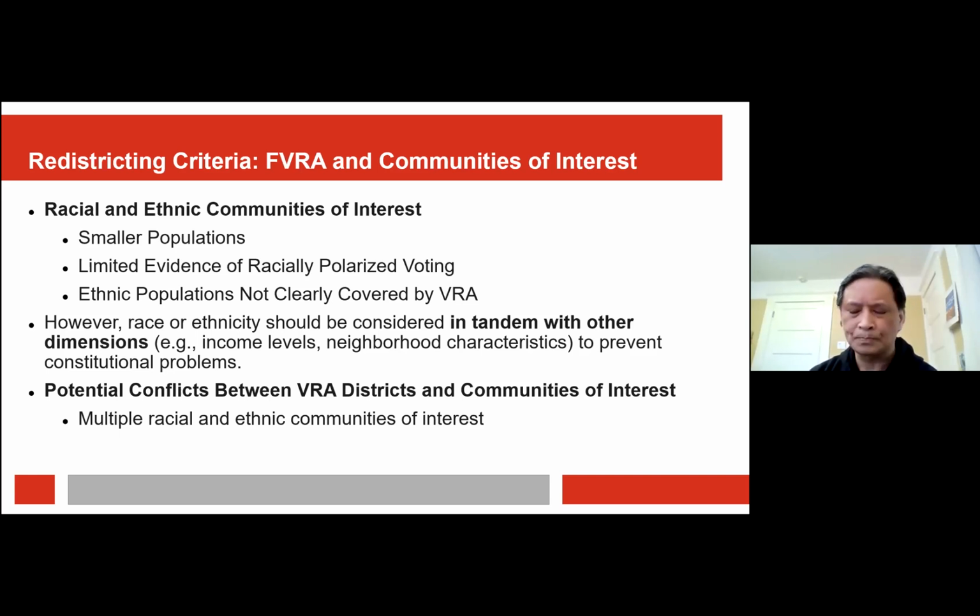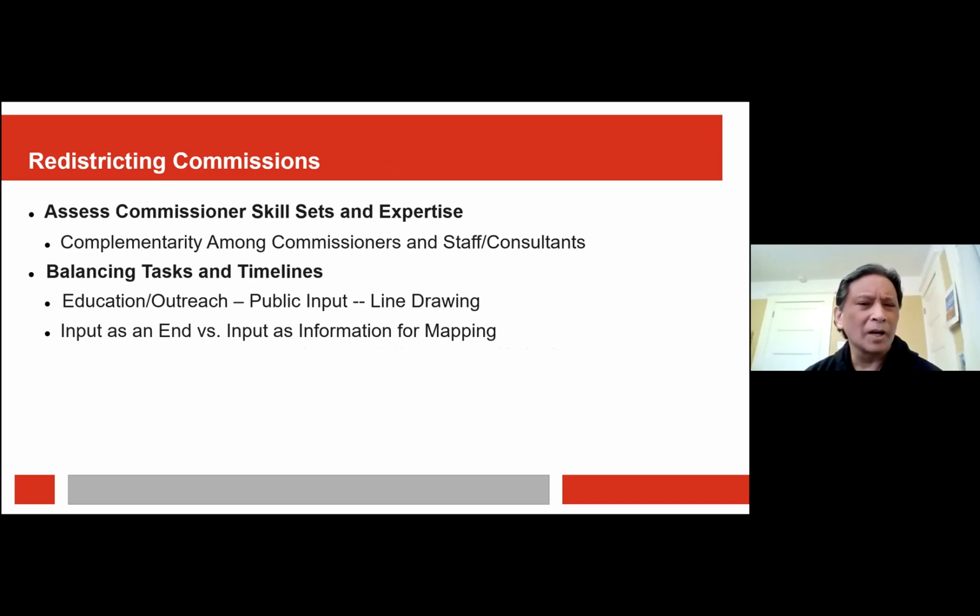A couple final points, and this is just some hints for those of you who are dealing with commissions. A lot of the commissioners you're dealing with now are maybe rookies in terms of redistricting. They haven't done redistricting before, but they're very interested in what they're doing. You have to look at the composition of that commission. What are the skills? What expertise do they have? And then try to round that out with staff for the city or county, as well as consultants and folks that you're going to hire, to make sure that you have a good set of skills among the group.